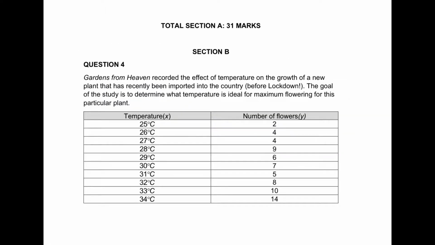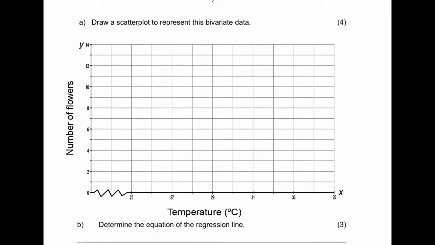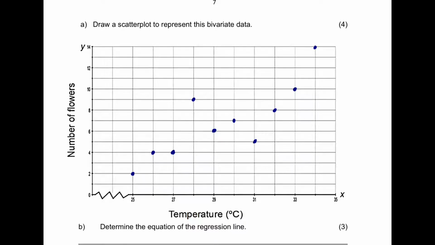Okay, section B, question 4. This is the scatter plot. I'm going to go straight to the diagram. And we're going to draw the scatter plot to represent the information given. Right, so that is what your scatter plot should look like. No need to label those points. You just need to put the coordinates there. Remember that this symbol here means that there's a gap between 0 and 25, and it's not to scale.